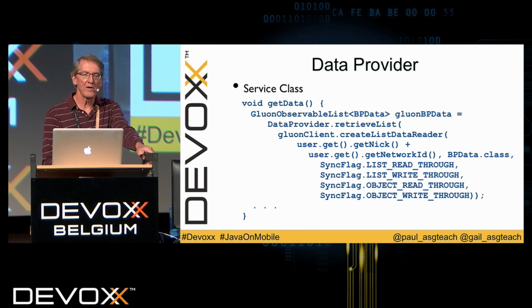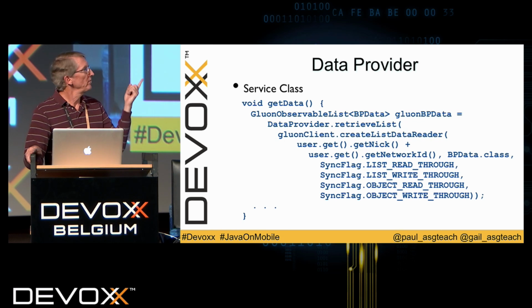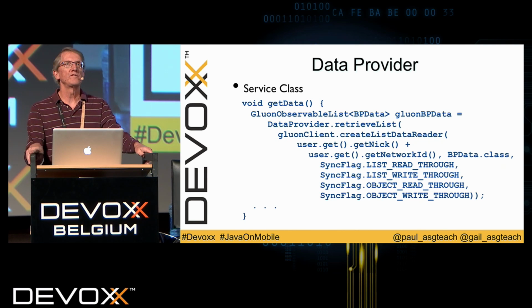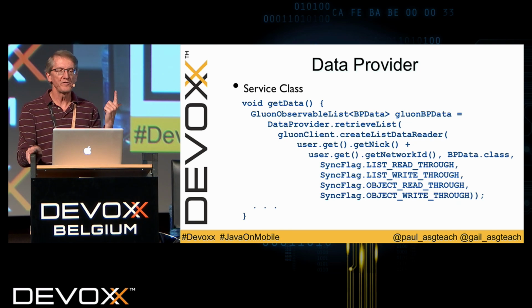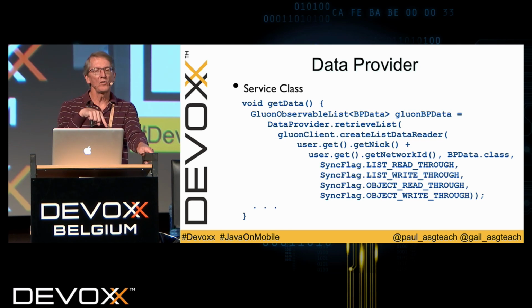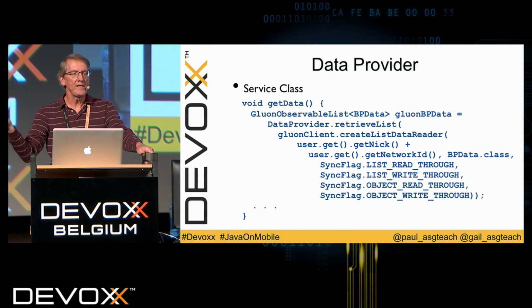Now, just like in the BP monitor program, you'll see that we have bpdata.class there, and that means that we're going to be able to read BP data objects in the cloud. Of course, the sync flags are the magic that makes this all work, right? We're using list read through, list write through, object read through, and object write through. What this means is that changes to the local list of the blood pressure readings that you saw are written to the cloud, and changes to the cloud data are then updated in the local copies.